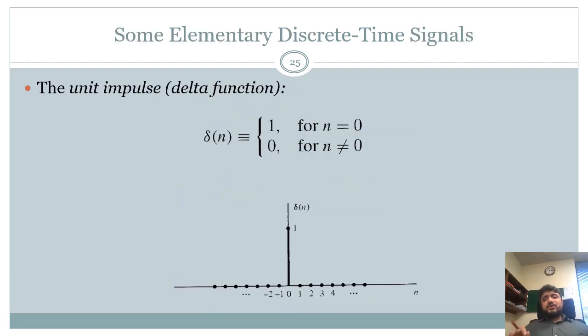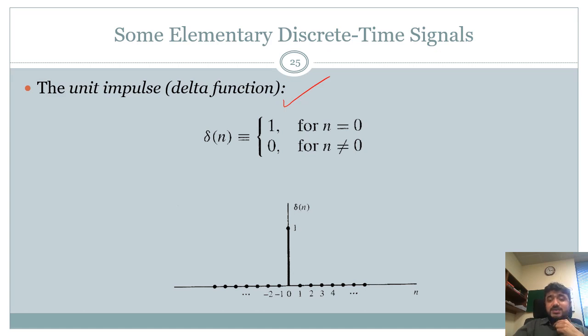All right, so now we are ready to start looking at some of the basics of discrete time signals. Now you know what discrete time signals are, so we can start looking at some of the elementary signals that we'll be using a lot in our signal processing journey. Let's quickly look at them. The first one is a very important one. It's known as the unit impulse signal, or the delta function.